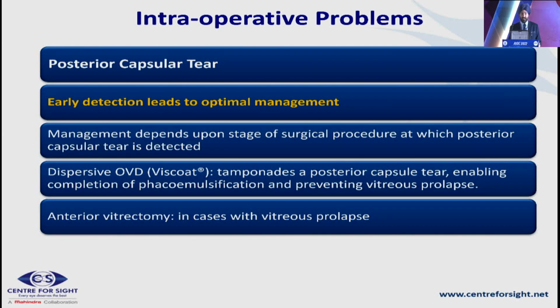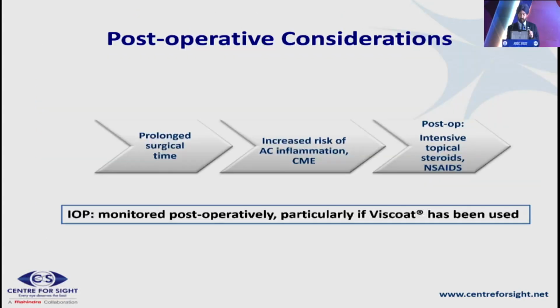In case you have a PCT, please do not continue fishing about. You need to detect it early and manage it optimally. If you have to close the incision and leave it, then under those circumstances it is very good. You can have your posterior segment person go ahead. Dispersive OVD, which is chondroitin sulfate, can tamponade a posterior capsular tear, and anterior vitrectomy could be used for vitreous prolapse cases.